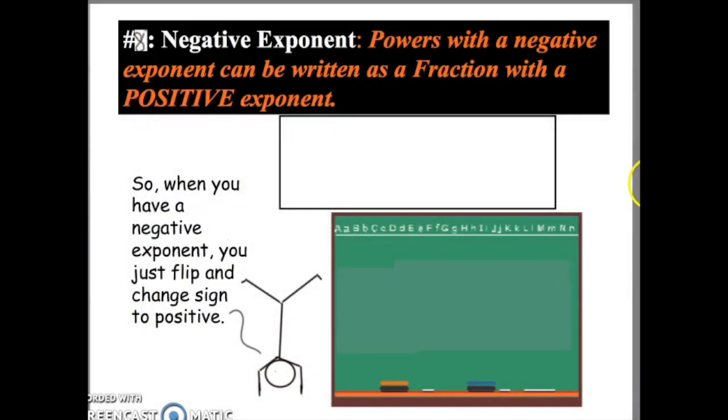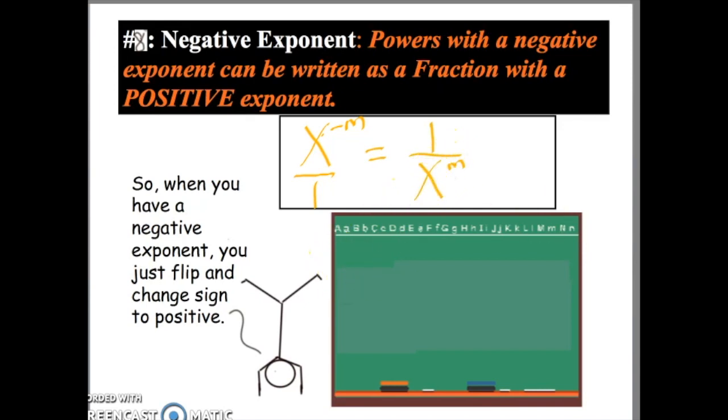Let's take a look at the negative exponent rule. It says here, powers with a negative exponent can be written as a fraction with a positive exponent. So let's write that rule down. I have x to the negative m, and it says you're going to take that negative exponent and write it as a positive exponent. How do we do that? It says make it a fraction. So how do you make something a fraction? You just simply put it over 1. And all I have to do right here is just do the reciprocal, or just flip. So making it a fraction, 1 over x to the m power, and my exponent becomes positive.